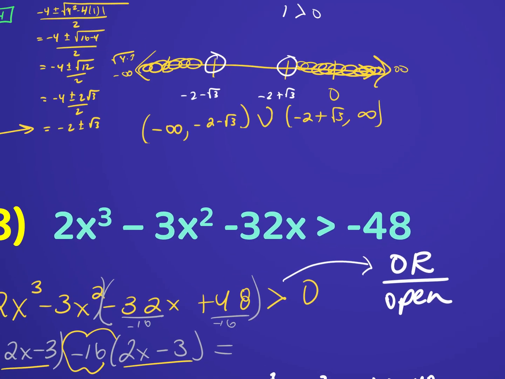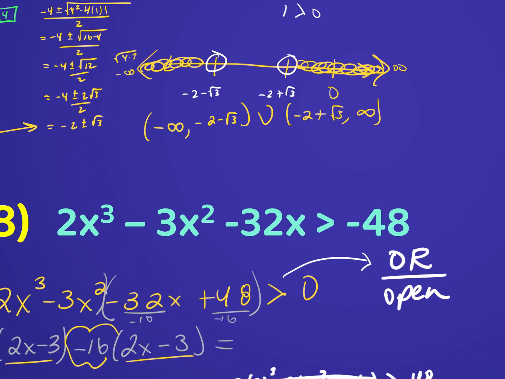Guys, the question was, if you get a quadratic, you have to check it. You always have to check to see where you're going to shade. You don't have to plug in negative 2 minus root 3. I use 0. But you always want to check 0 is what I'm saying. You want to check 0.